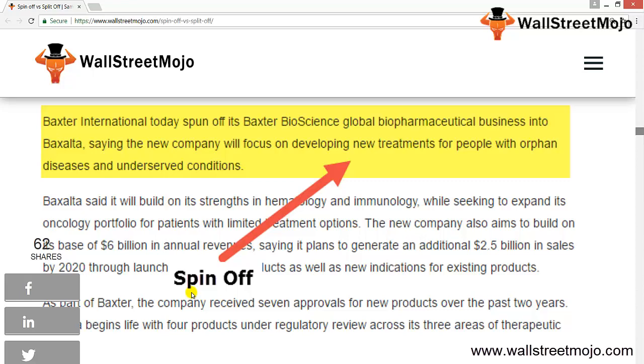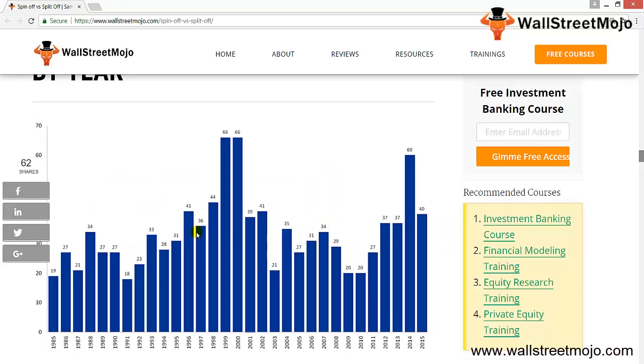If you can see this graph, these are the numbers of completed spin-offs by year. As you can see, the number was quite fluctuating. It started from 1985 to 2015. It had a steep rise to 60 in 2014. There was a massive fall to 40. There was a decrease to 20, which doesn't seem to be good. So let's see the types of spin-off.